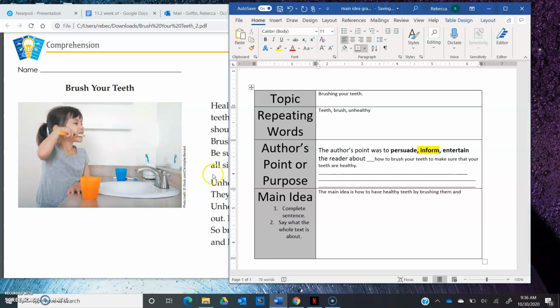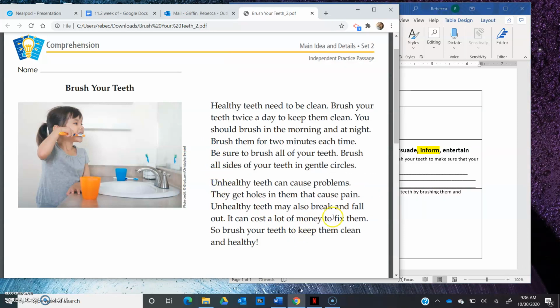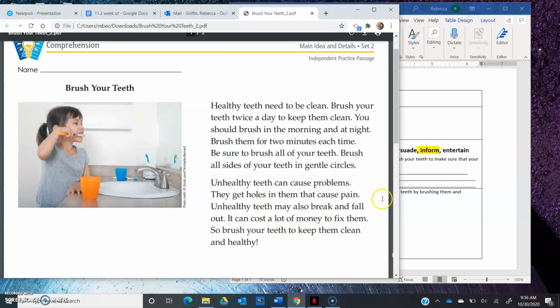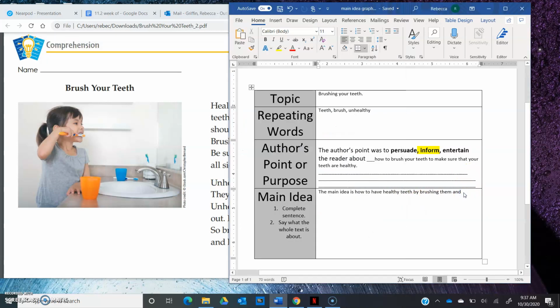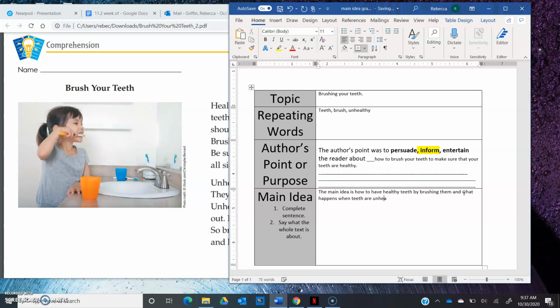And I'm going to look at the second paragraph. This is all about what happens when you don't brush them. So I'm going to add to the main idea that the main idea is how to have healthy teeth by brushing them and what happens when teeth are unhealthy. Now, I want to ask myself to read this main idea statement again, and is it what the text is mostly about? So I'm going to read it. The main idea is how to have healthy teeth by brushing them and what happens when teeth are unhealthy.